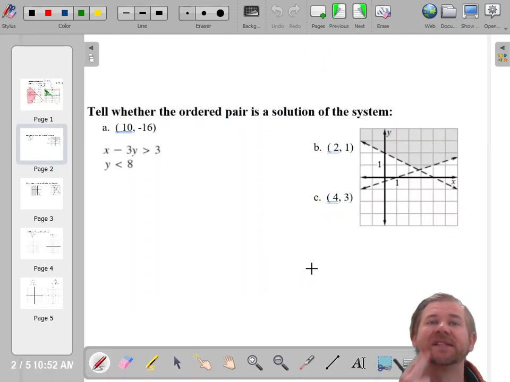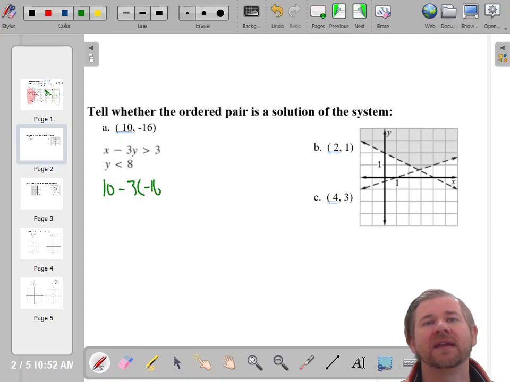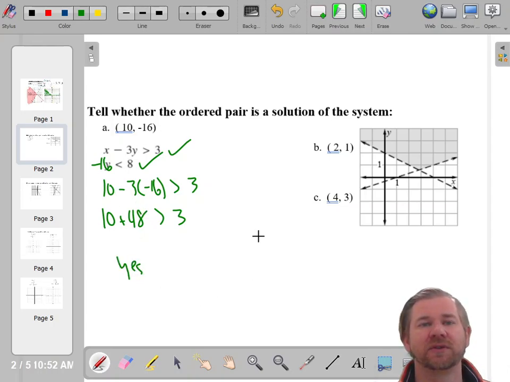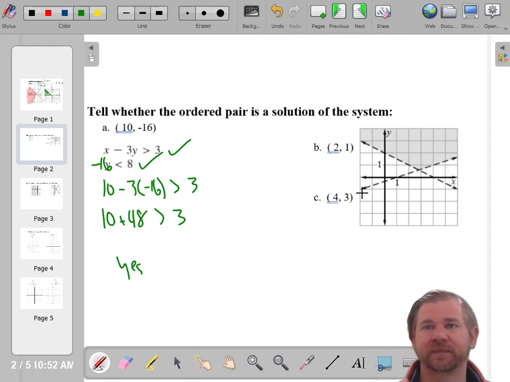All right, let's say here, it says, tell whether the ordered pair is a solution. So 10, negative 16. If I plug in 10 and then negative 16, does this make a true statement? Is 10 plus 48 greater than 3? Yes, it works in the first one. If I plug in negative 16, yes, it works in both. So since it works in both, yes, it is a solution to this system.